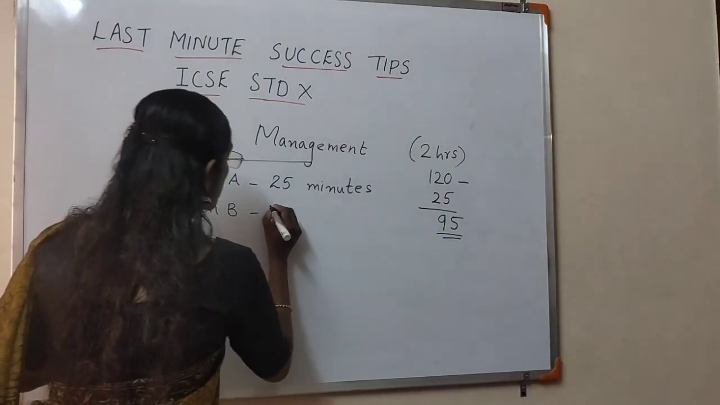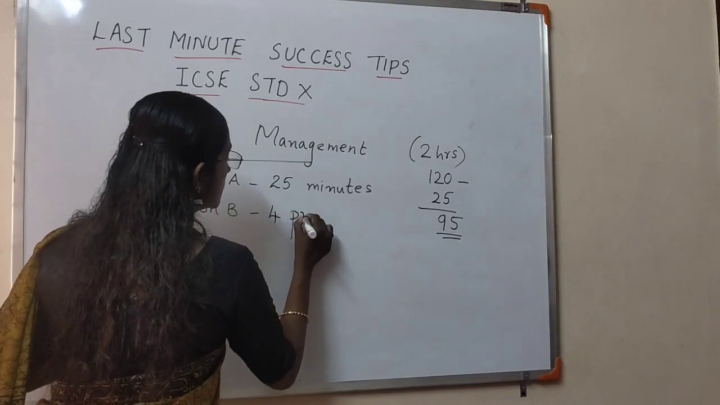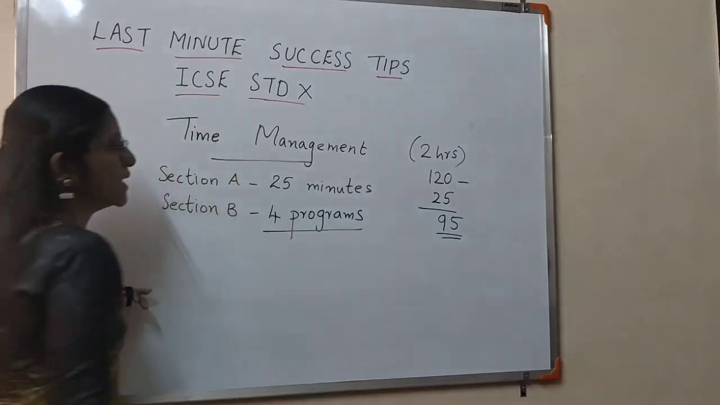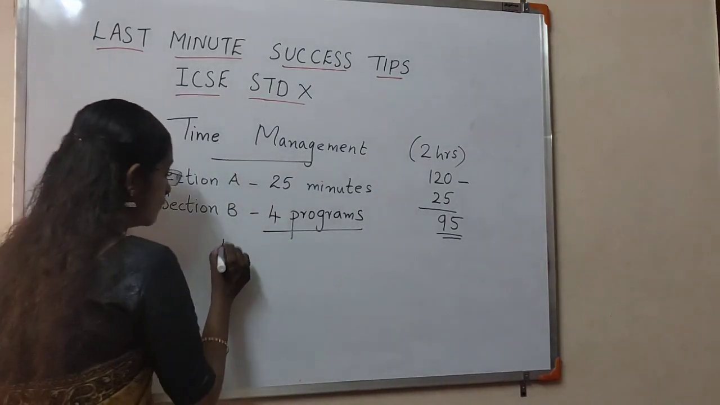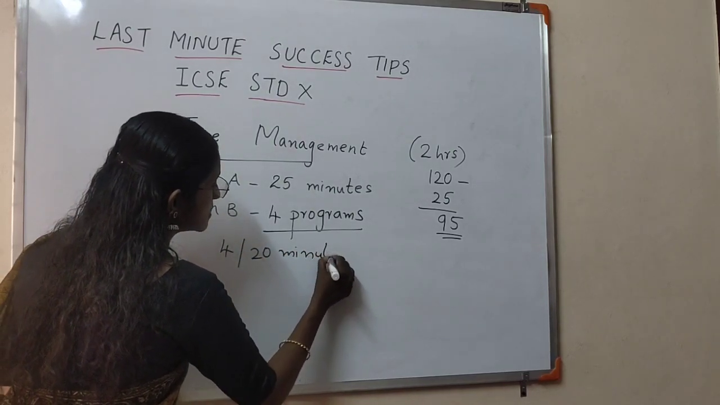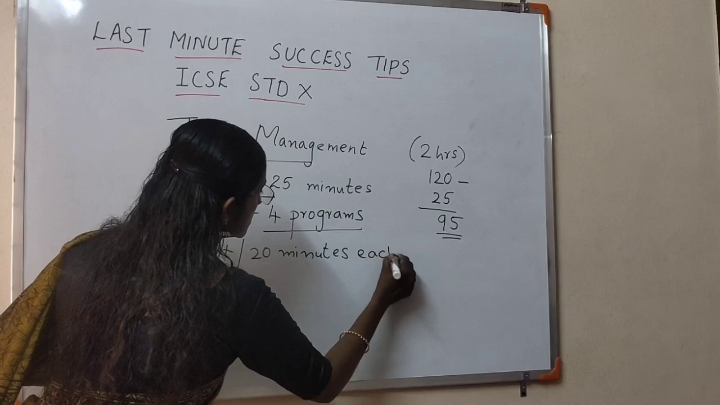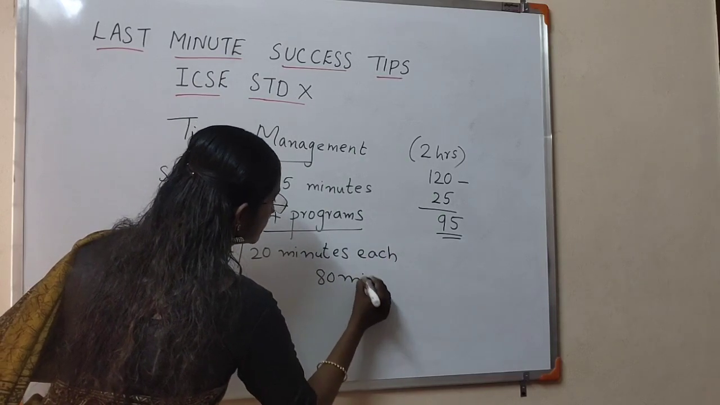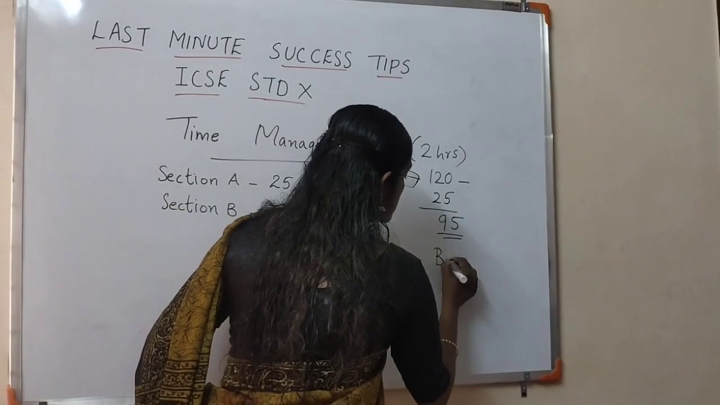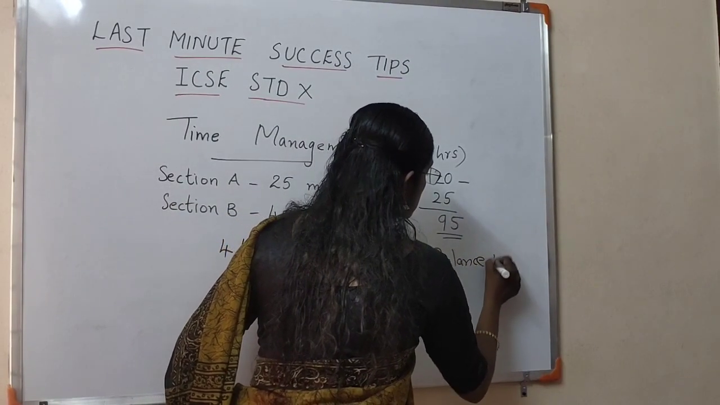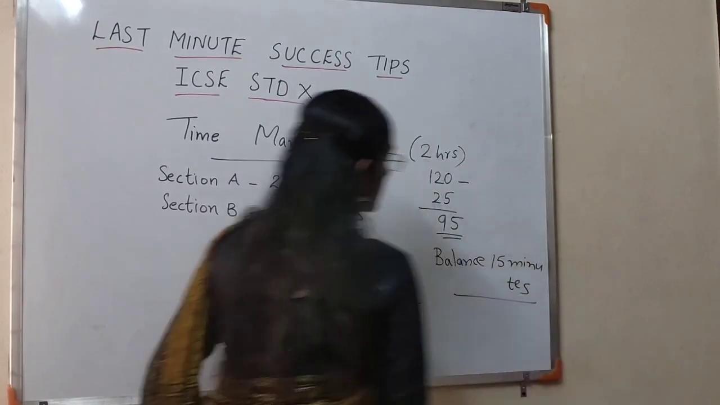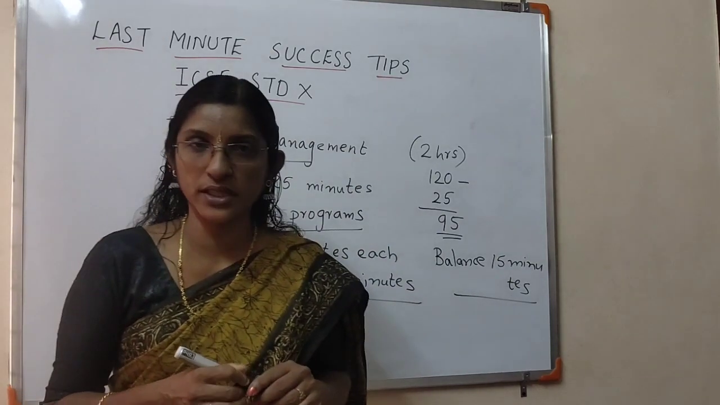Now we have to write a minimum of 4 programs. For those 4 programs, 20 minutes each we can have. 4 programs, 20 minutes each, so 80 minutes. Then we have a balance of 15 minutes with us.